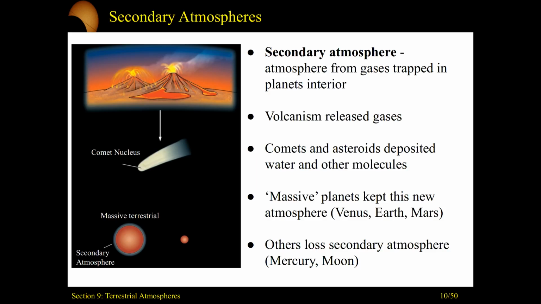So the key takeaway here is that the secondary atmosphere came from deposited material or was underneath the core, underneath the surface of the planets, and was liberated later in the planet's life. And these gases were slow enough, cool enough, to not float away. And these are the atmospheres that we breathe today.